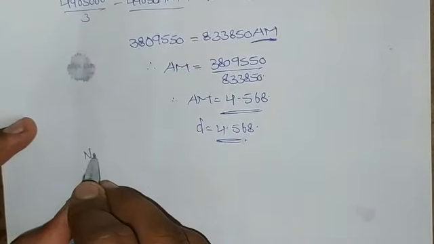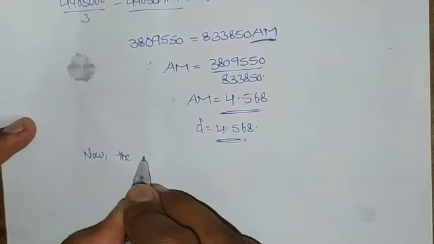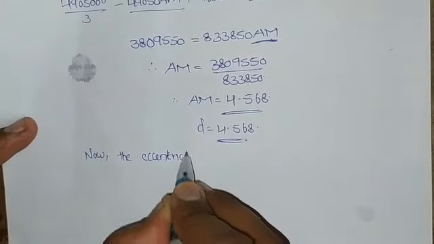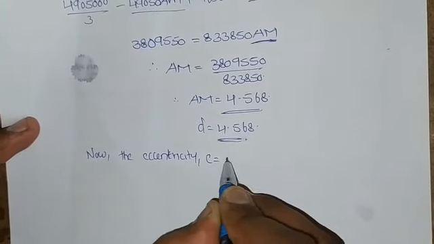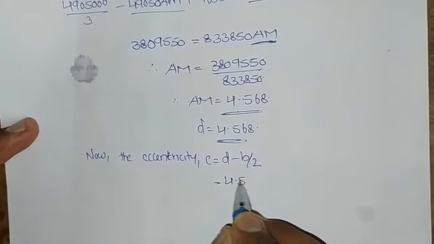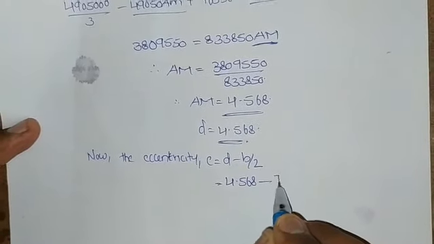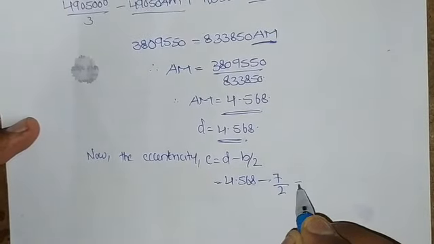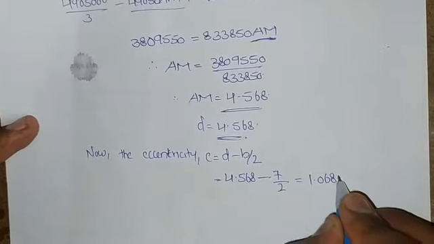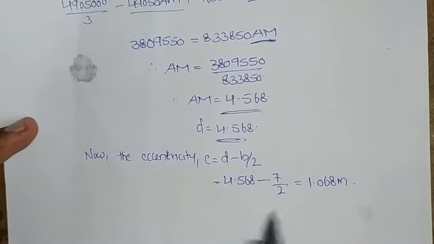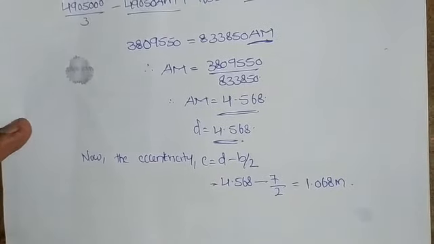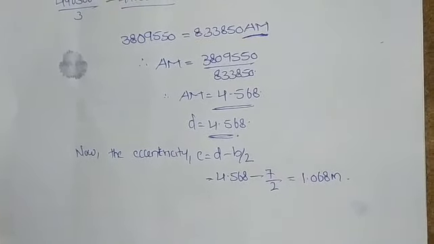The eccentricity e is equal to, what is the formula? d minus b by 2. We know the value of d is 4.568 and b is 7 divided by 2. By solving this, the value comes as 1.068 meters. So at an eccentricity of 1.068 meters, the resultant is going to cut the base.